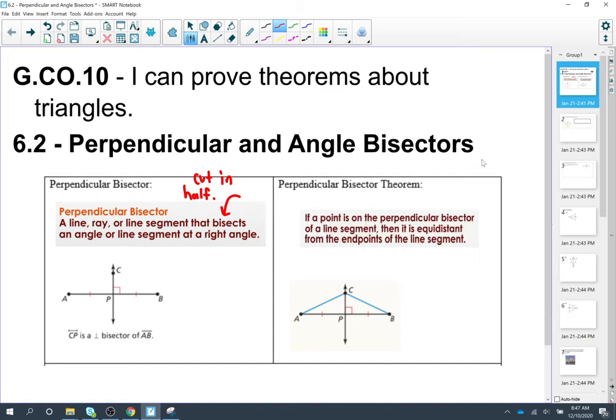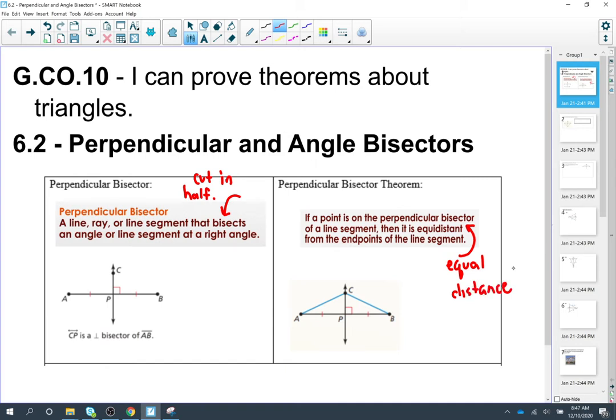Now, our perpendicular bisector theorem. There's an actual theorem that goes along with this. It says: if a point is on the perpendicular bisector of a line segment, then it is equidistant from the endpoints of the line segment. Now, in here we have this word equidistant, and equidistant means equal distance.